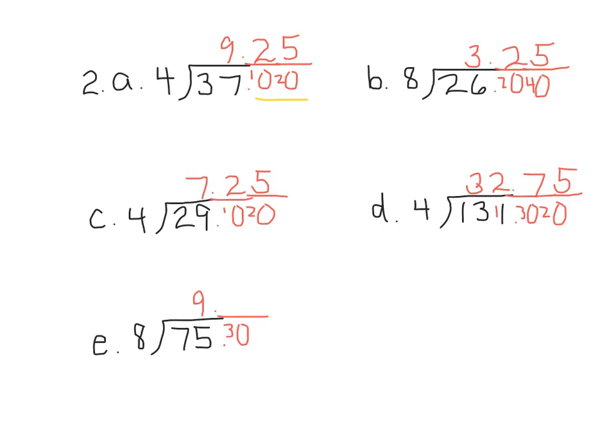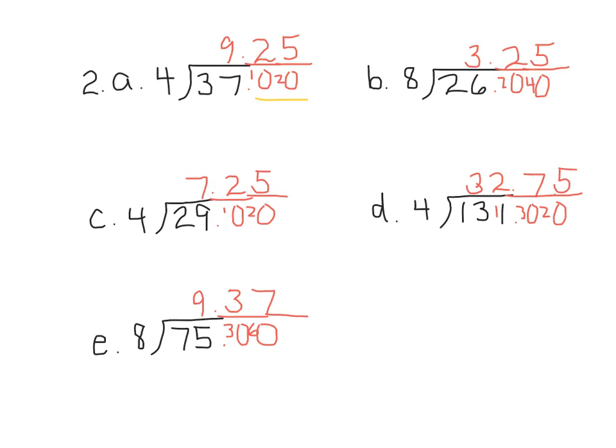8 into 30 would go 3 times. I'm going to need to annex a 0. 3 times 8 is 24. That means I had a 6 left. And now I have 8 into 60. And that'll go 7 times.